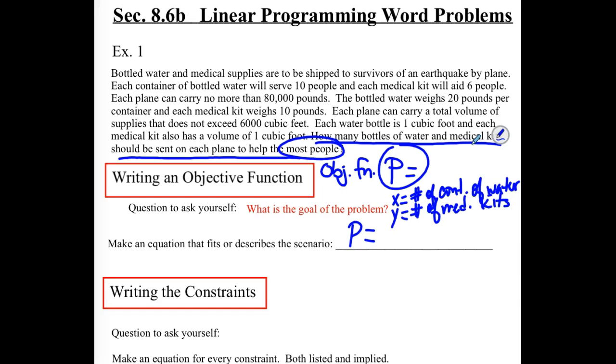Okay? Now, we have to go back into that word problem and figure out if we're trying to maximize how many people we can help, how many people can we help with a bottle or container of water? How many people can we help with a medical kit? Okay? So go back in here. It says each container of bottled water will serve 10 people, and each medical kit will aid 6 people. So for every X, for every container of water I send, I can help how many people? 10. So I'm going to have 10 for every X. How many people can I help with a medical kit?